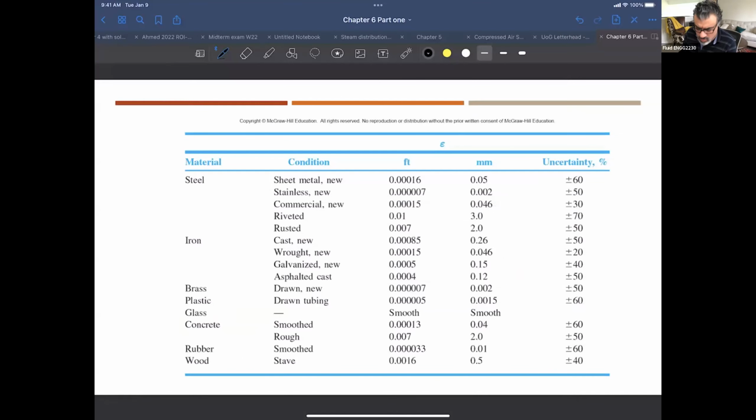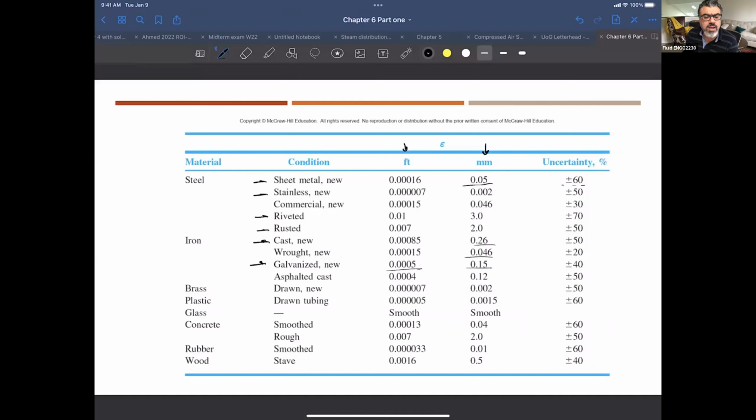For different materials, you will see the roughness here given in millimeters or in feet, depending on the units that you are talking about. There is uncertainty in the roughness here, because there is some variation based on the value that you are measuring. But basically, this table presents the most common materials that we use. Let's say, for example, sheet metal versus stainless steel, riveted pipe, rusted pipe, cast iron pipe, galvanized pipe. You will see the roughness is different, not only by the material, but also by the way that this material is manufactured.